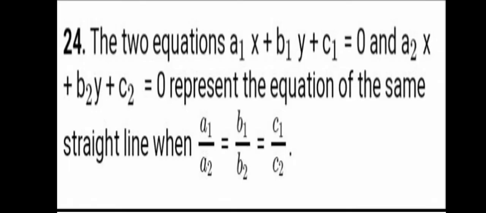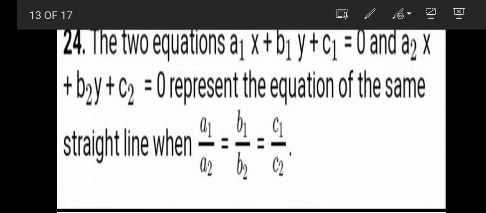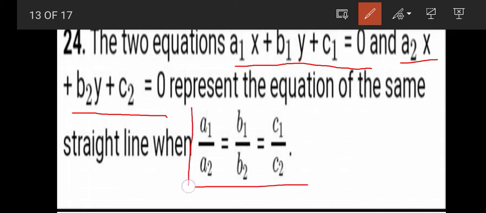Now, the next point is the two equations. What are the equations? a1x + b1y + c1 = 0 and a2x + b2y + c2 = 0 represent the equation of the same straight line when a1/a2 = b1/b2 = c1/c2.